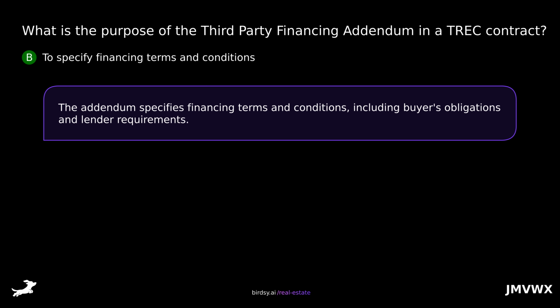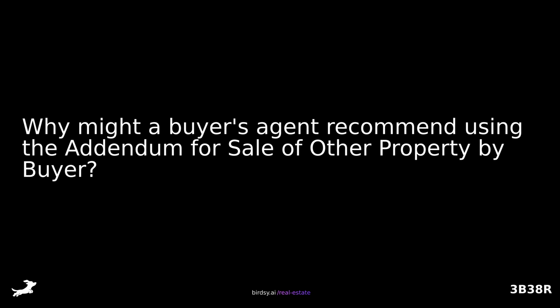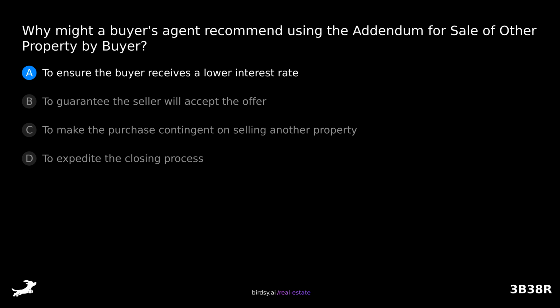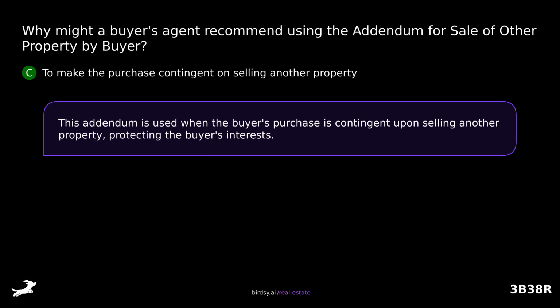The addendum specifies financing terms and conditions, including buyer's obligations and lender requirements. Why might a buyer's agent recommend using the addendum for sale of other property by buyer? Is it A, to ensure the buyer receives a lower interest rate, B, to guarantee the seller will accept the offer, C, to make the purchase contingent on selling another property, or D, to expedite the closing process? The answer is C, to make the purchase contingent on selling another property. This addendum is used when the buyer's purchase is contingent upon selling another property, protecting the buyer's interests.